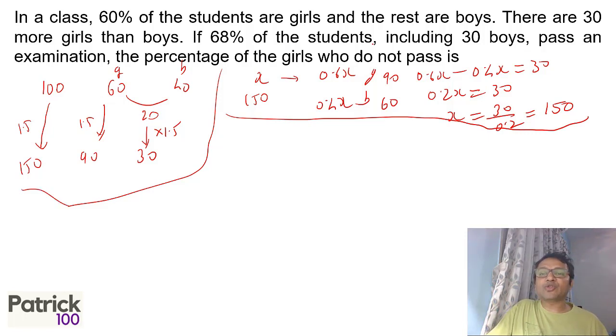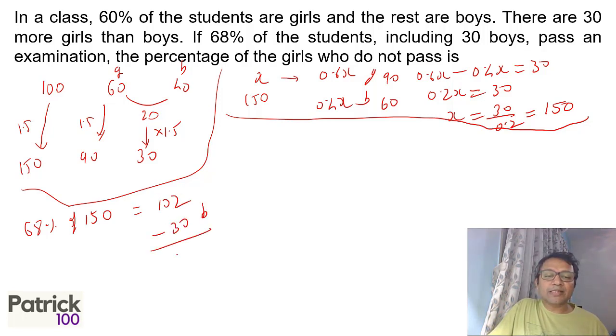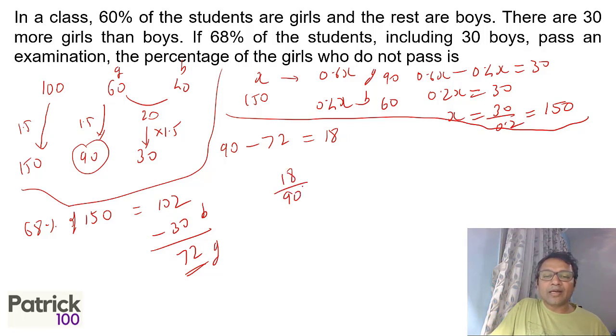Anyway, 68% of the students pass the exam. So 68% of 150, which is 102 students, pass the exam. From which 30 are boys, which means the remaining 72 are the girls who pass. So out of 90 girls, 72 pass the exam, and the number of girls who did not pass is 18. 18 out of 90 is 20%. So you get the answer as 20. You can form an equation and find the number of students, or you can just cross multiply, whichever way you're comfortable.